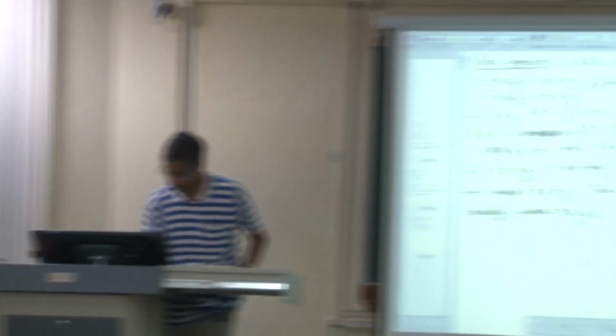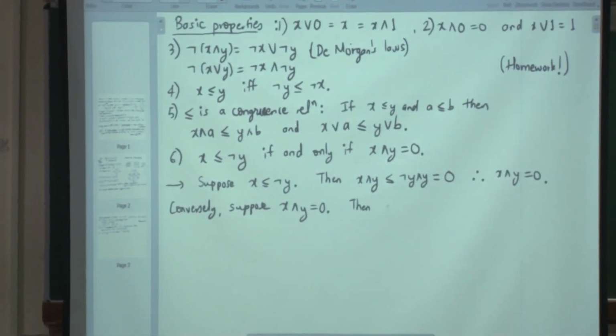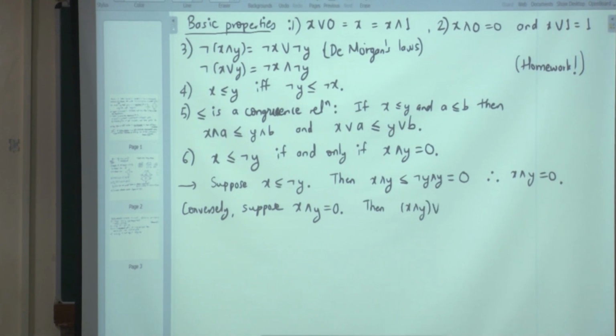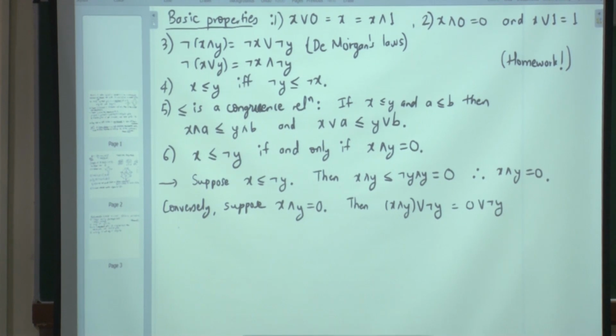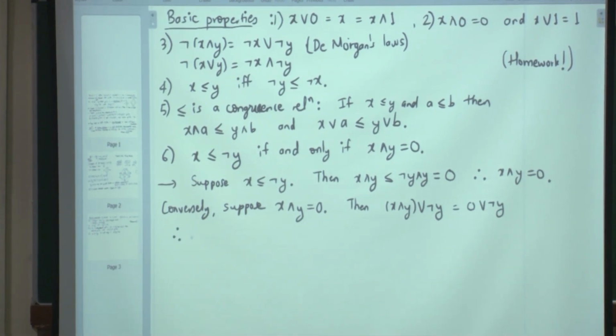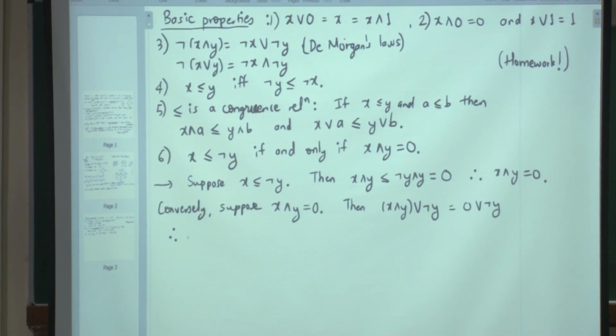Take the join of x join complement y on both sides. Yeah, join. Take the join of this. Then x join this is equal to 0 join this. Then what happens here? With join, x meet y join x meet negation y. Is there any problem with this?